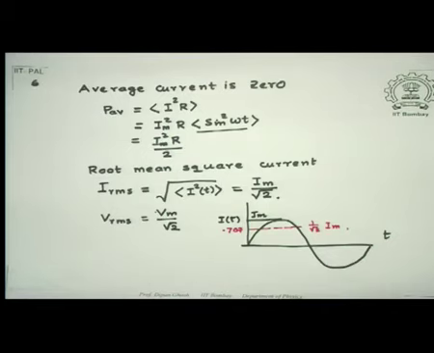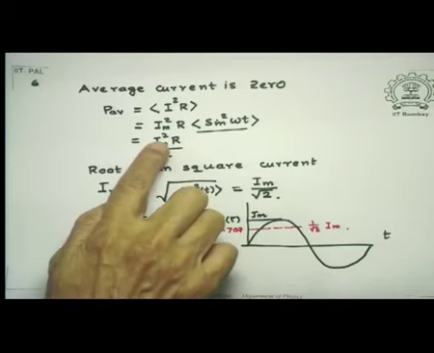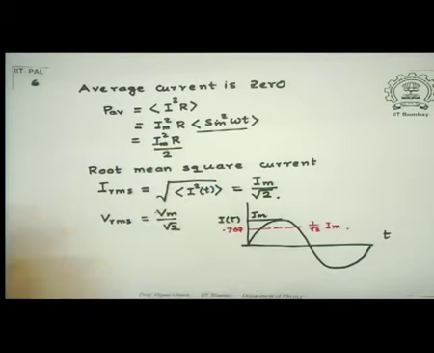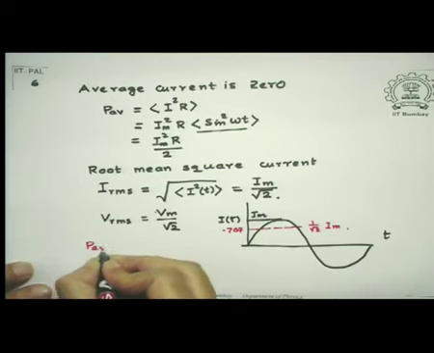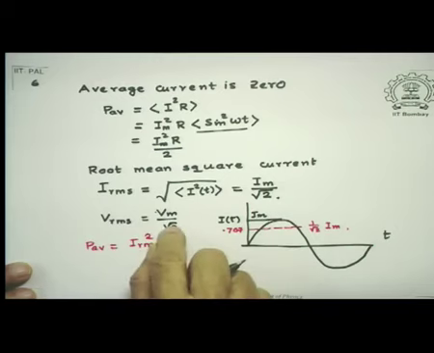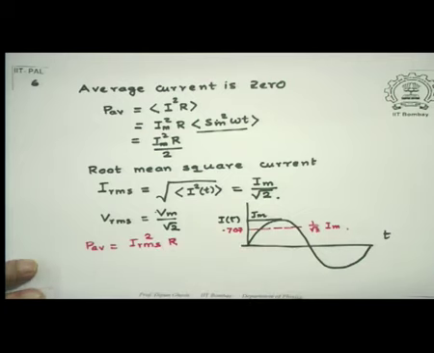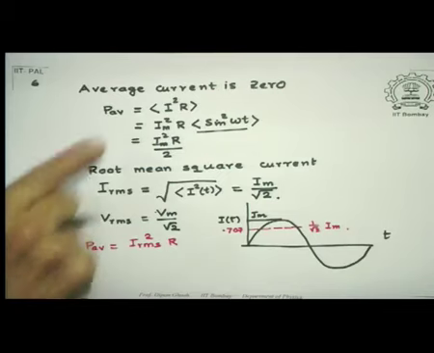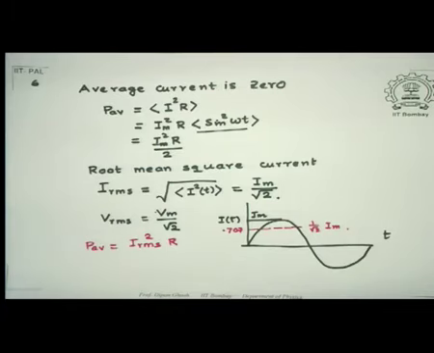Now once you start using root mean square current instead of the maximum current in this circuit, you realize immediately that I can write P average as equal to I RMS square times R, because there is a 1 over square root of 2 there, which will take care of the factor of 2. And the formula would then be looking very similar to what we had seen in case of a DC circuit.